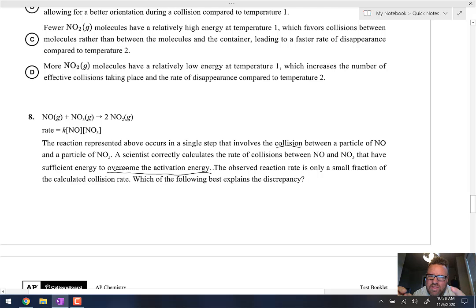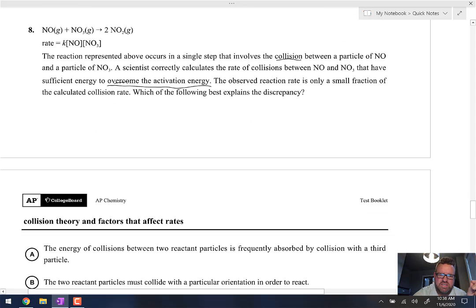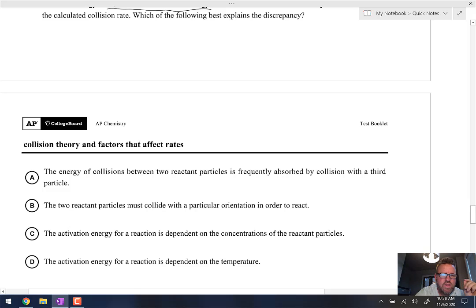What's the one thing that's missing about what makes a reaction happen? They have to collide with enough energy, and they have to collide with the correct orientation. Okay, and that's what's missing there. Let's see. The energy of collisions between these particles is frequently absorbed by the collision with a third. They did use the word collision there to try to throw you off. That's not talking about orientation, though. Okay, the two reactant particles must collide with particular orientation in order to react. Absolutely, B is correct.